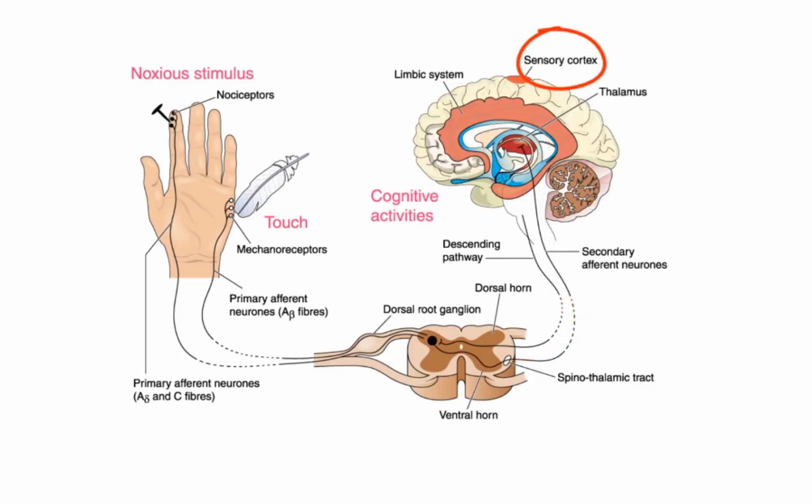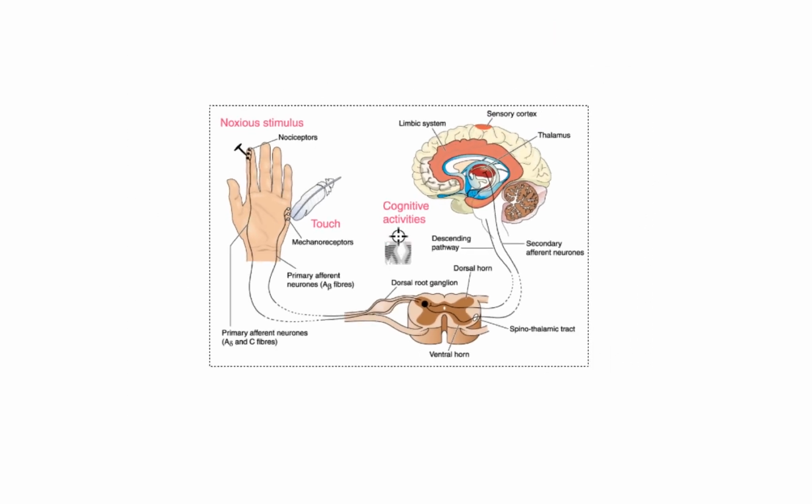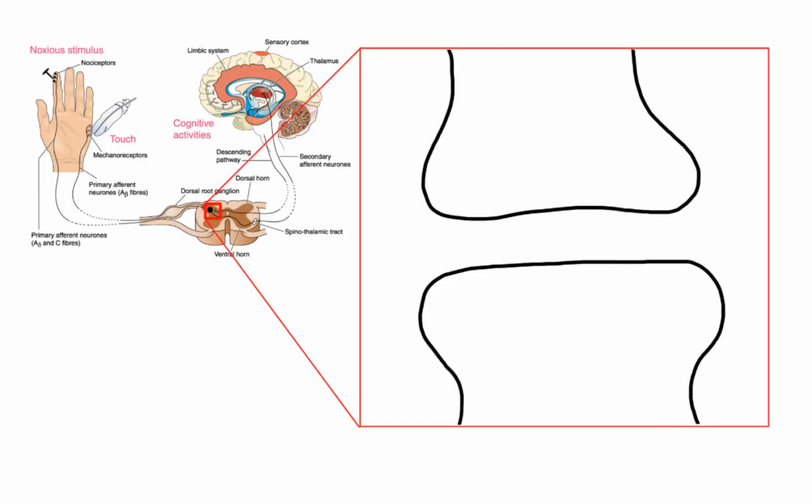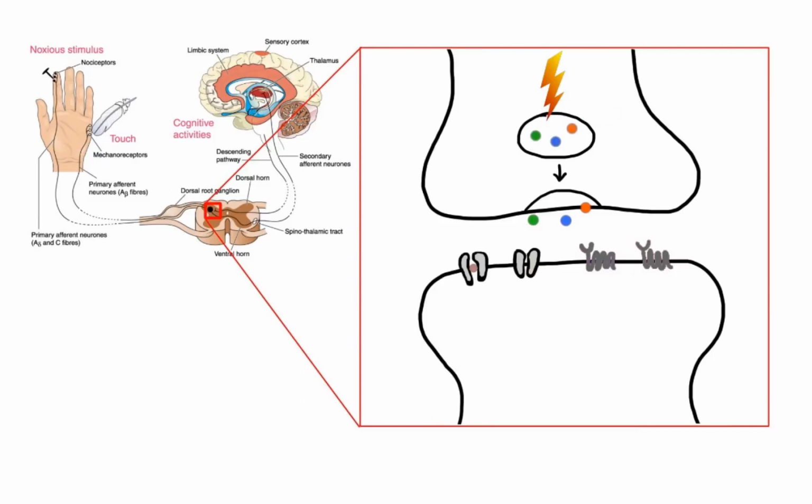From there, the signal is carried through the spinothalamic tract to the thalamus, and then to the somatosensory cortex where pain is perceived. Now, on a microscopic level, the pain signal takes the form of a series of action potentials that fire repeatedly depending on the intensity of pain. To enhance movement across the synaptic cleft, transmitter chemicals are released from the presynaptic neurons, including glutamate, substance P, and calcitonin gene-related peptide, CGRP for short.